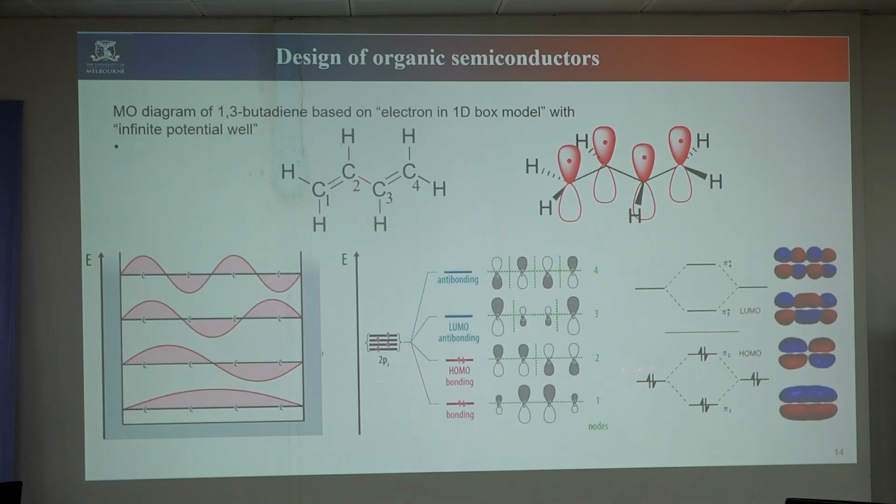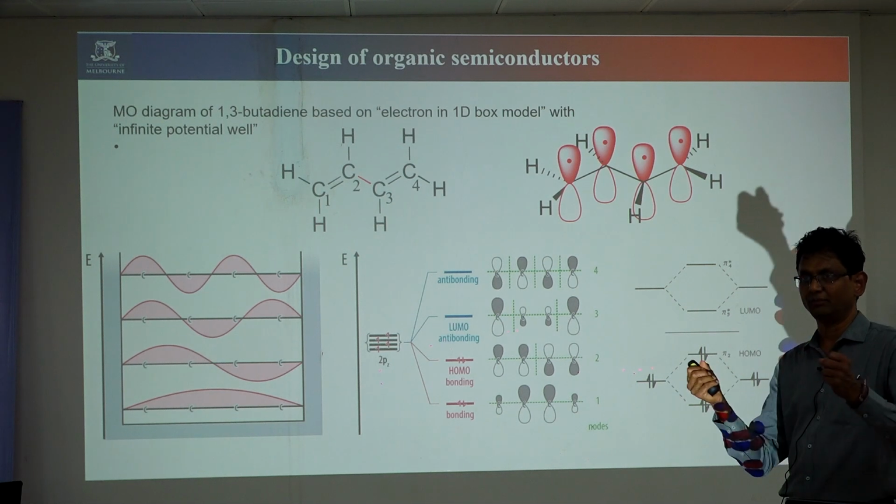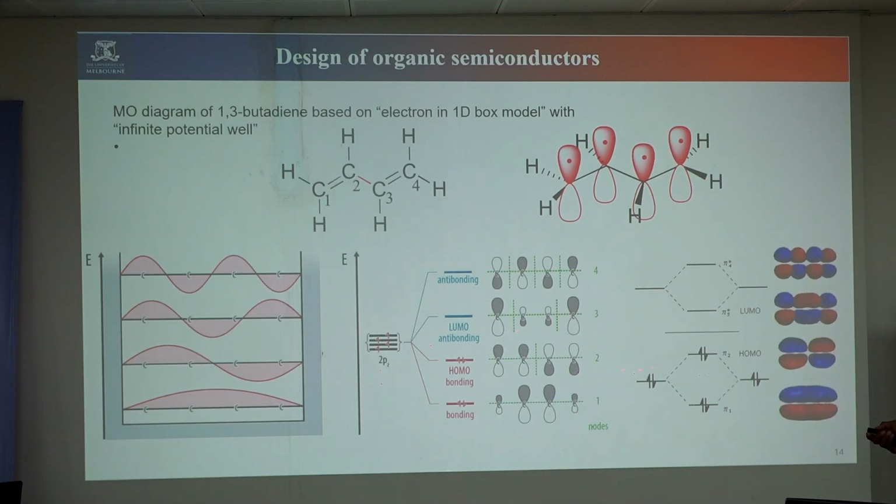Next, something more complex is butadiene, where we have 4 different carbon atoms. Here we use the Schrodinger equation as the basis: the probability of finding a particle in a one-dimensional box. We saw that there is 1 node for 1 atom; if you have 4 atoms, 4 different nodes will come, giving different types of bonding and antibonding. Finally, when 4 atoms act together, this is the distribution of your HOMO level, and this is the distribution of your LUMO level. This gives the band gap of your acetylene-based molecule.